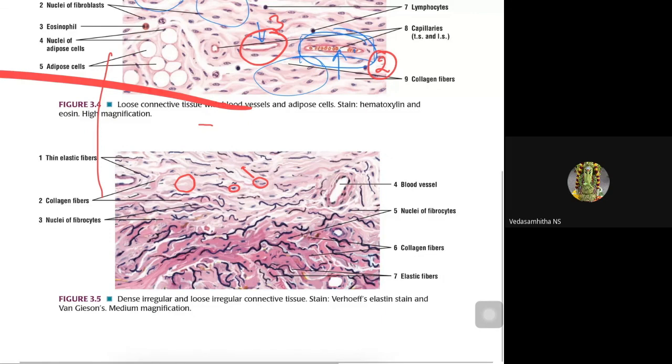Dense irregular and loose irregular connective tissue, stain Verhoeff's elastin stain and Van Gieson. One is thin elastic fibers, 2 is collagen fibers, 3 nuclei of fibrocytes, 4 blood vessel, 5 nuclei of fibrocytes again, 6 collagen fibers, 7 is elastic fibers. Only in Verhoeff's elastic stain you will see it very nicely like this, in black color.